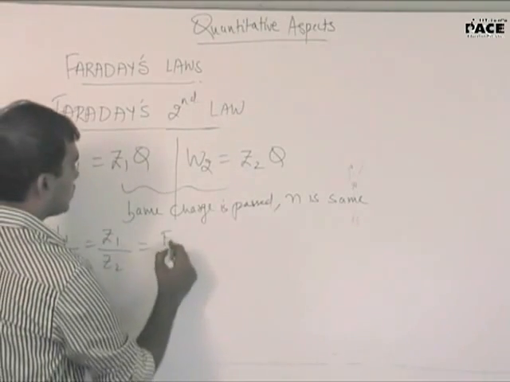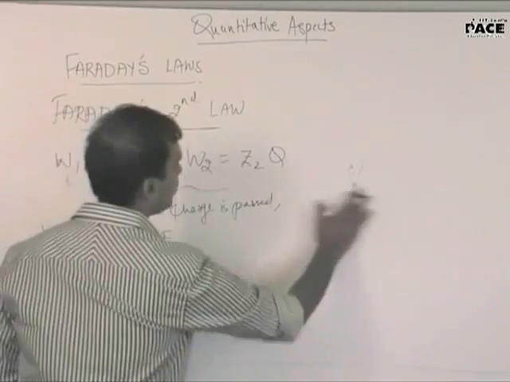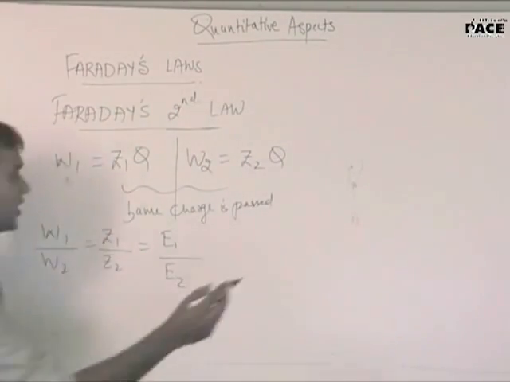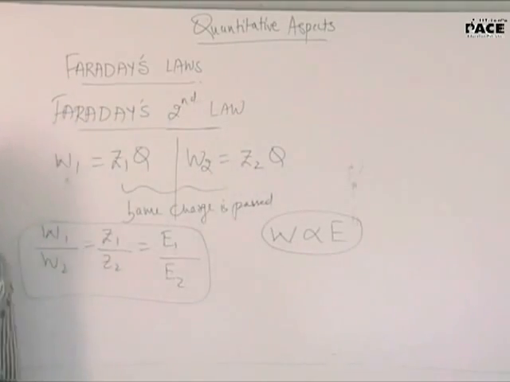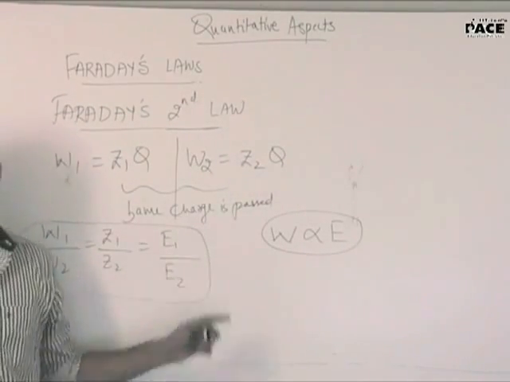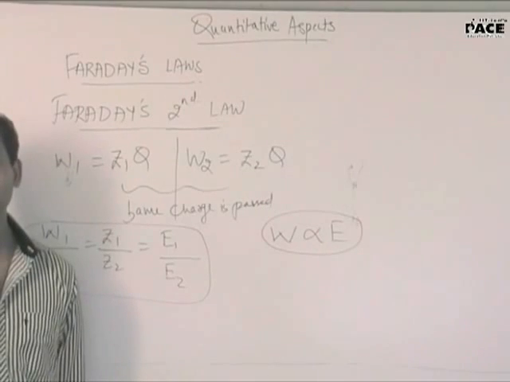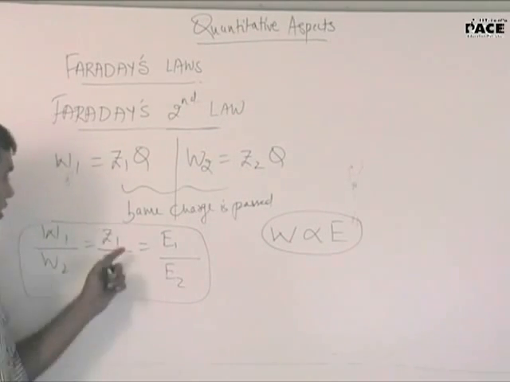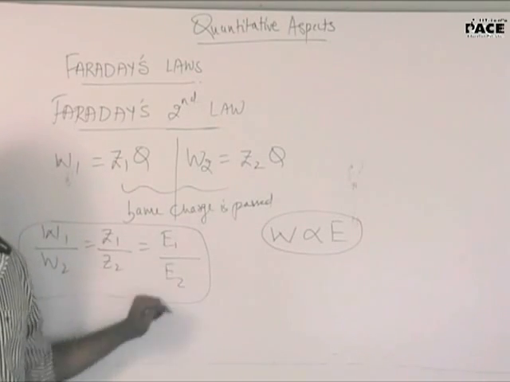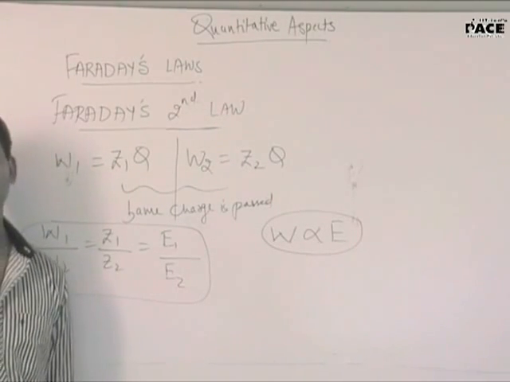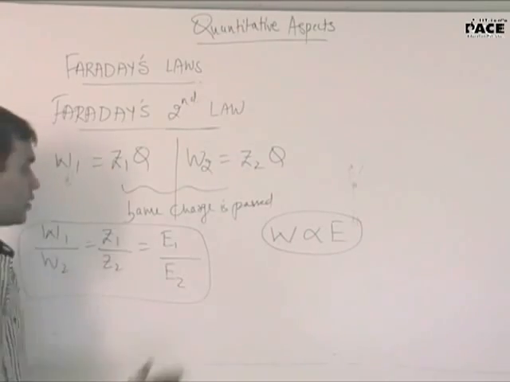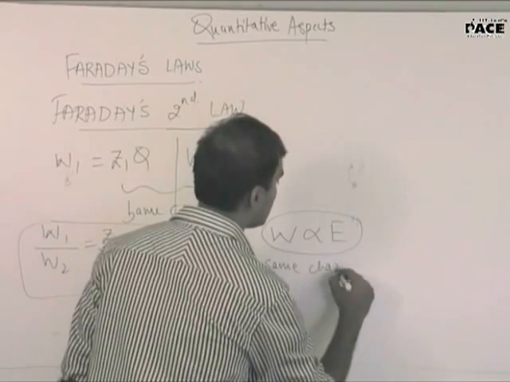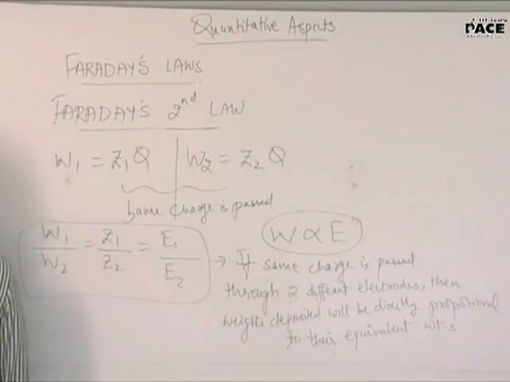Atomic weight of 1. Or even if I do not take n as same, I can say it is equal to E1 by E2. So if the same charge is passed through two different electrolytes, then the weights which will be deposited will be directly proportional to their equivalent weights. Simple enough? I'm writing it down here. If same charge, simple enough?